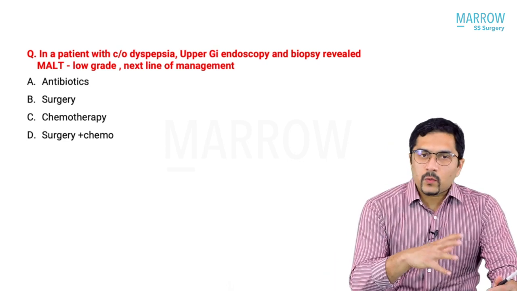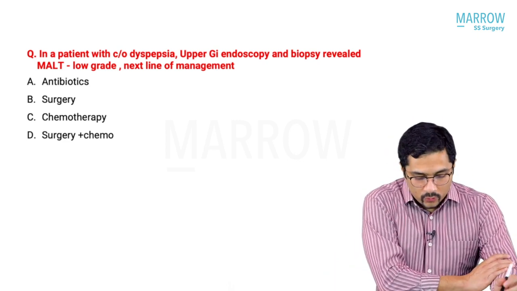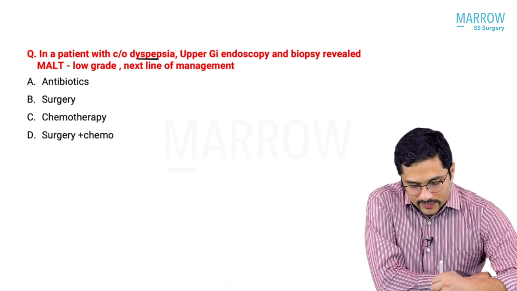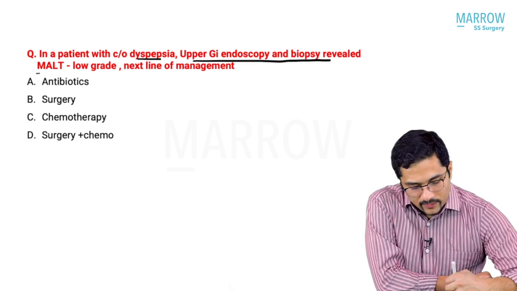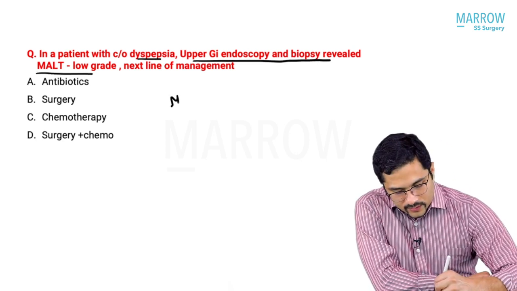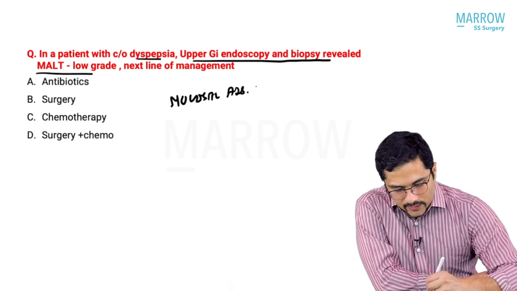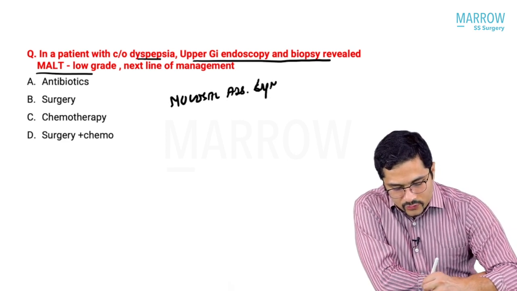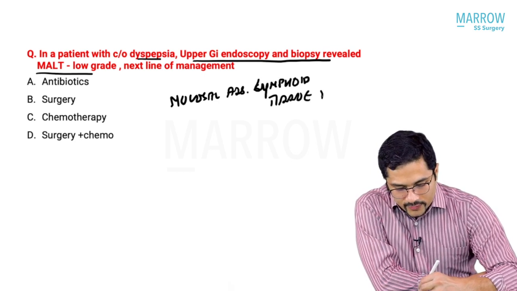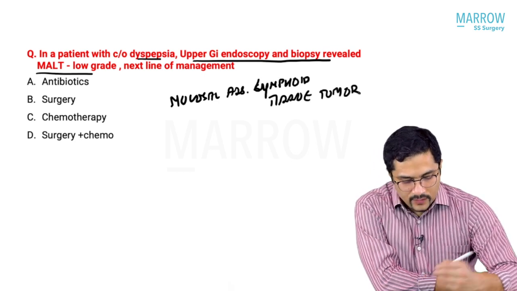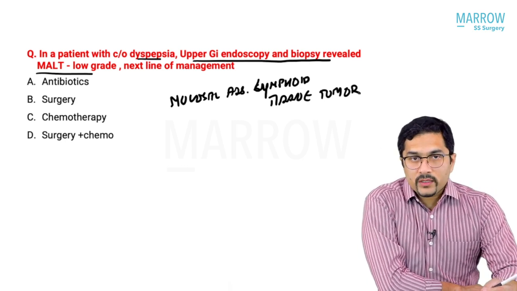This next question was again a repeat of the INI SS general surgery portion. There is a patient with dyspepsia. Upper GI endoscopy and biopsy revealed a MALT. MALT, you know, is mucosal associated lymphoid tissue tumor. Mucosal associated lymphoid tissue tumor is MALT. So you have a low grade maltoma. What is the next line of management?